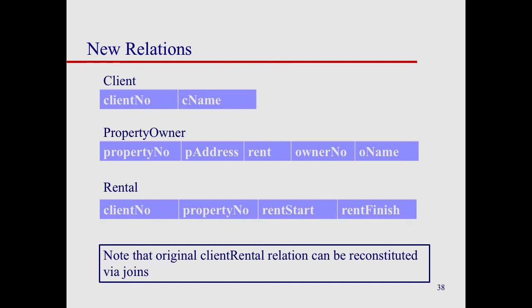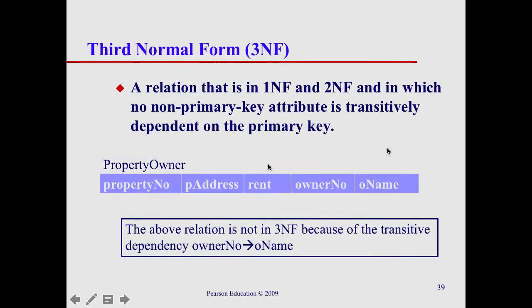Now, we're not done because we still have a bit of an issue. It's right here. This owner name may get repeated multiple times. And the issue is there's a transitive dependency here. We have owner number determines owner name. So we now introduce third normal form to get rid of transitive dependencies. So the first one, to second normal form, eliminated partial dependencies on the primary key. The second one we're going to do is going to eliminate transitive dependencies.